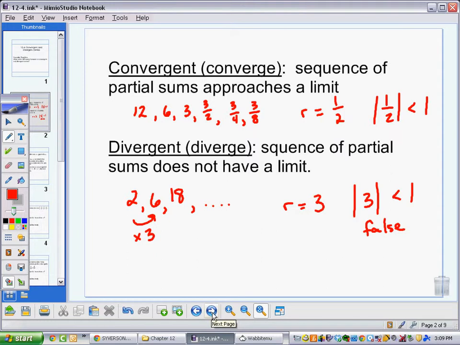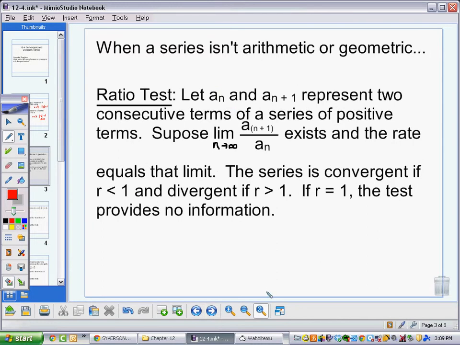And we also know that arithmetic series will be divergent by nature as well, when we're adding to get from one term to another. But what if we don't have an arithmetic or geometric series? What if it's something else? Well, then we have this thing called the ratio test. And let me put it in shorter terms.